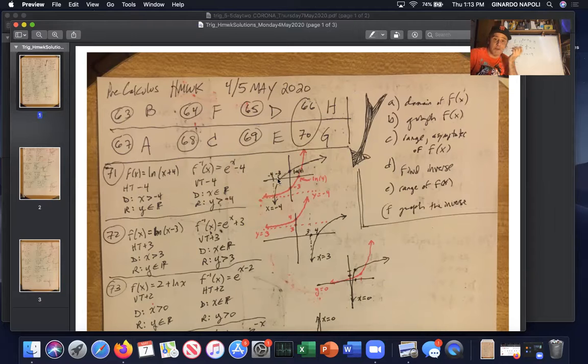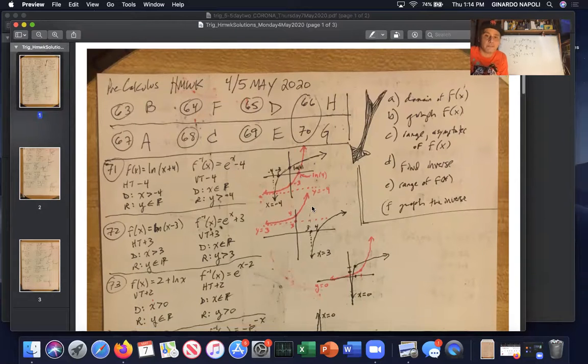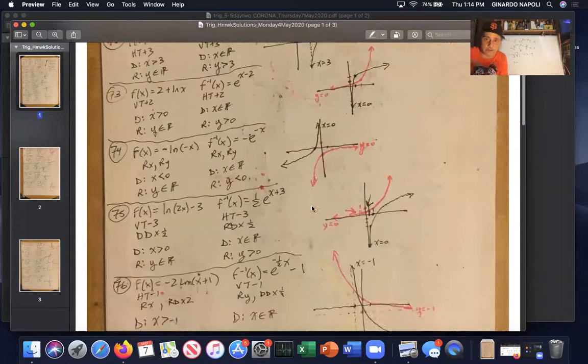And so one way to do this is just to take and switch the coordinates. So vertical asymptote becomes horizontal asymptote, y equals -4. The x-intercept -3 becomes the y-intercept -3. The y-intercept ln 4 becomes the x-intercept ln 4. So it's just another way of thinking about it. All right, let me just point out a few things.